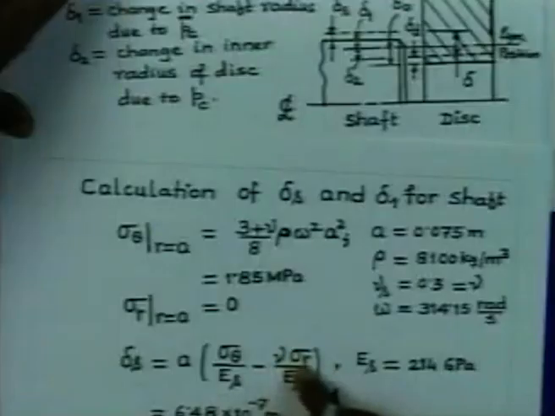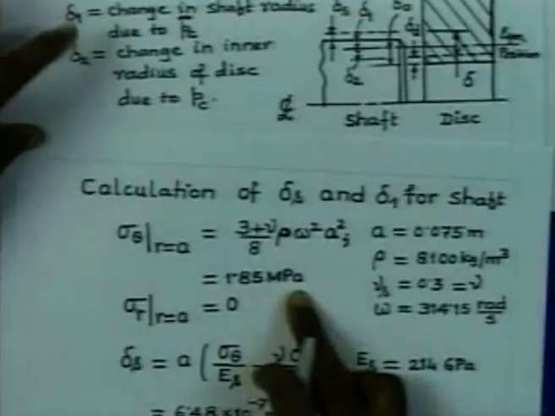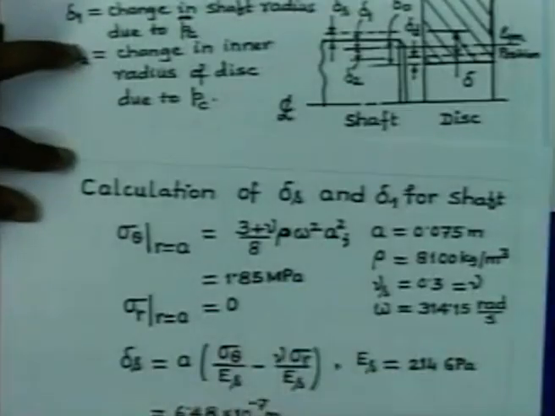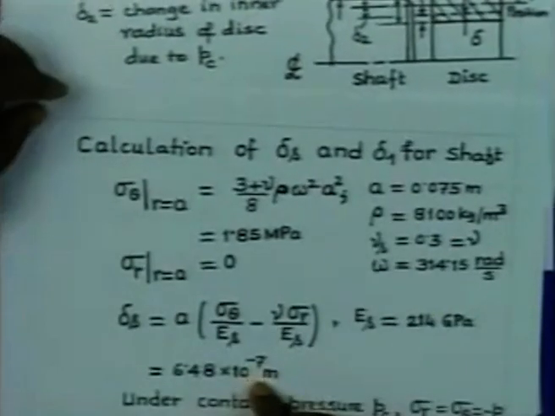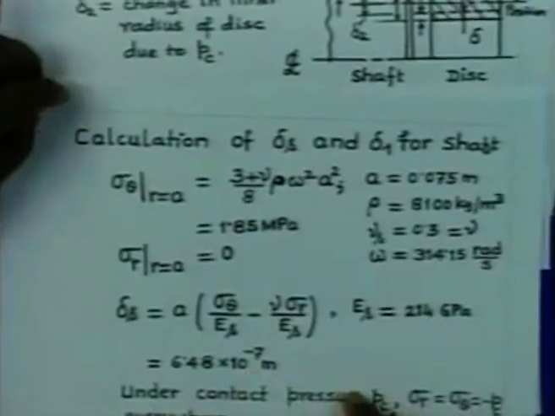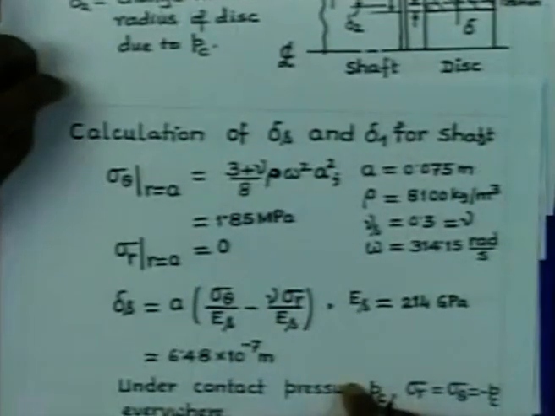A into (sigma theta by Es minus nu into sigma r by Es), and since sigma theta is equal to 1.85 MPa, we can calculate after substitution of Es as 214 GPa that delta S is equal to 6.48 into 10 to the power minus 7 meter. So, that is the delta S.